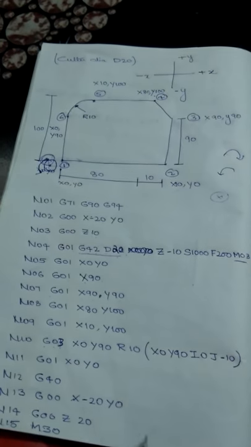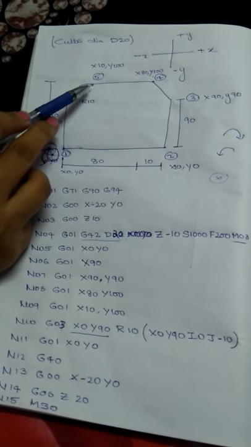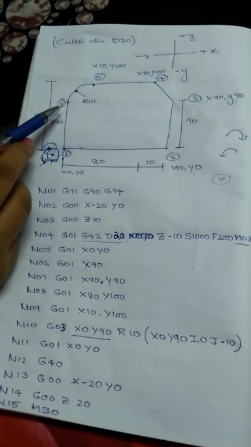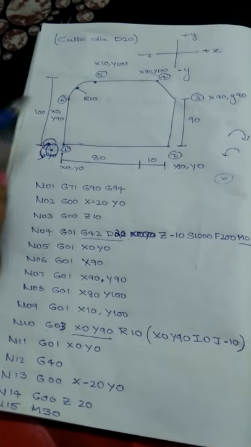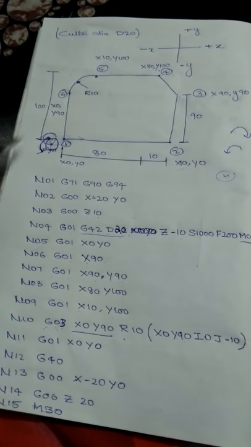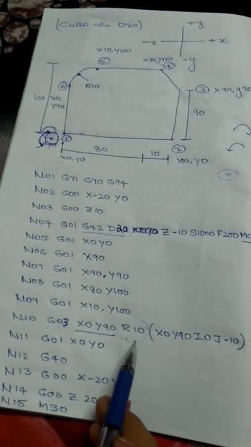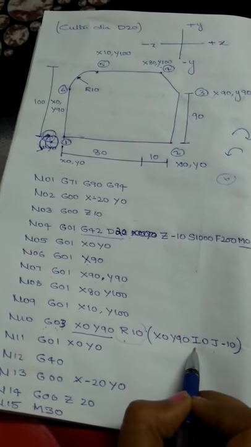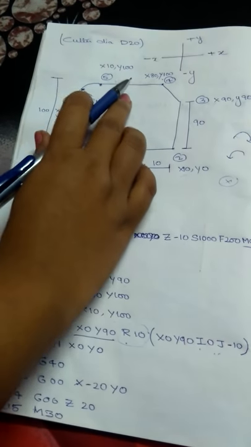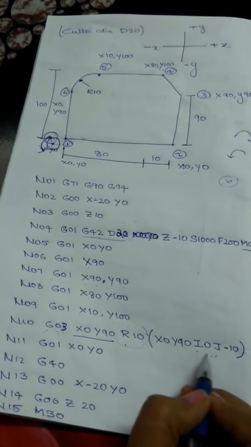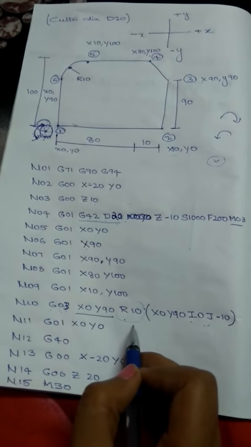So we have to use the code G03 for anti-clockwise direction. For anti-clockwise direction, we need to write the final position. What is the final position? The tool has to move from point 5 to point 6. What is the point 6 coordinate? X0, Y90. So you need to write that point and just specify the radius. G03, X0, Y90 with the radius 10. If you are not interested to write the radius, you have one more option, that is I and J. I is the X position from the initial point, and J is the Y position. If you are not interested to write R radius, you can use I and J.